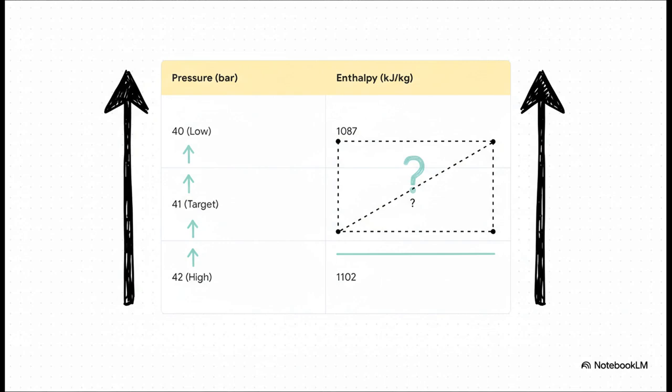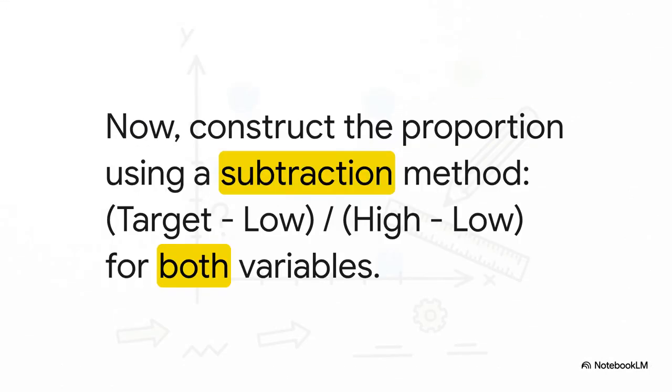So here's our setup, all laid out. Look on the left, you've got pressure. We know the values for 40 and 42 bar. Our target is 41. Now look on the right. We have the matching enthalpy values, and our mission right now is to solve for that big question mark. Okay, now for step 2. We're going to build our equation. And the method is super simple. It's all about subtraction. For each side of our table, we're going to create a ratio that looks like this: target minus low divided by high minus low.